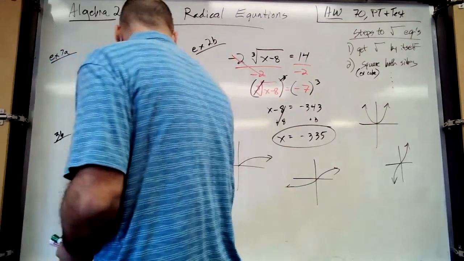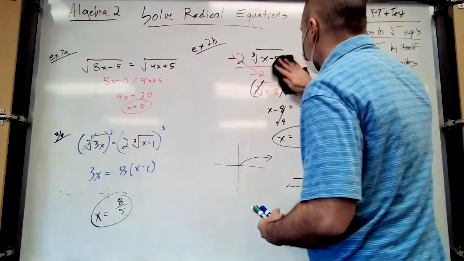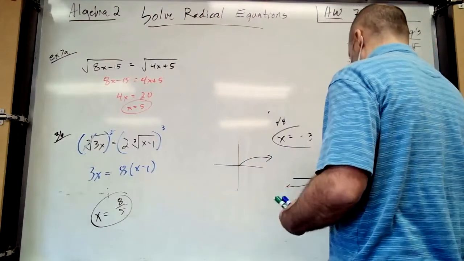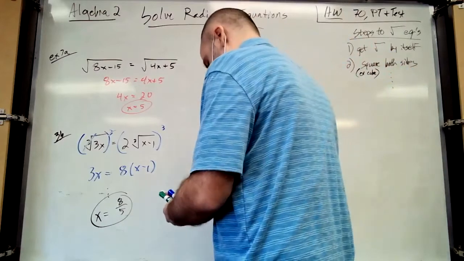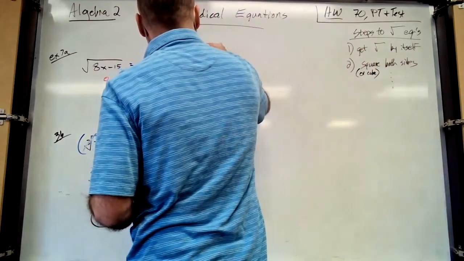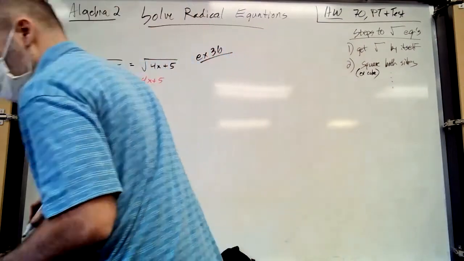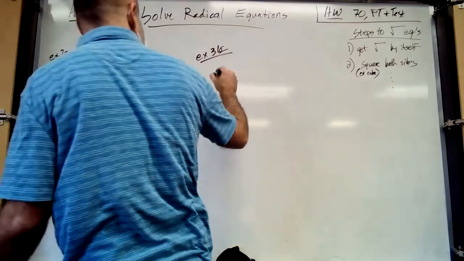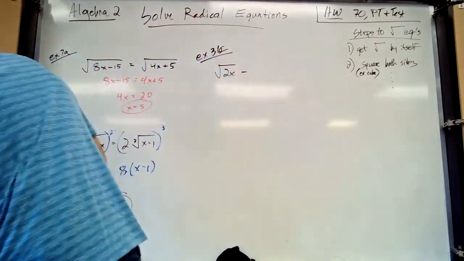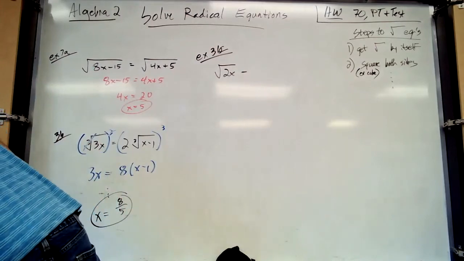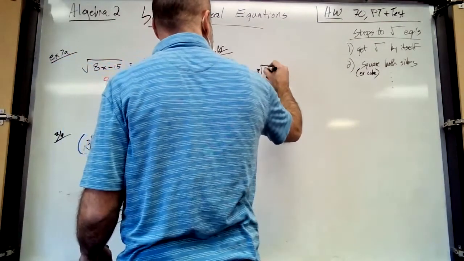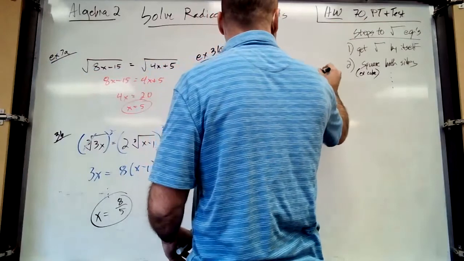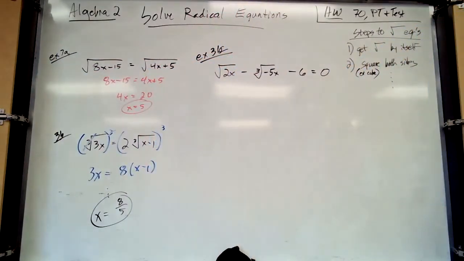So the most complicated it will get will look like this. Okay? So if you can understand this, you're doing fine. So here is example 3c. Square root of 2x minus cubed root of negative 5x minus 6 equals 0. Add the 6 to this other side. Okay, could do that.